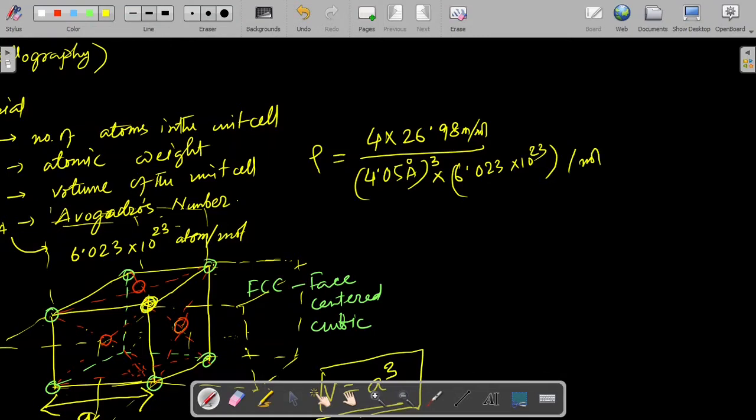Right? So ultimately you will have grams per mole. If you do the calculations, it should come out to be 2.6, how much was the result? 2.6997 grams per cubic centimeter, when you convert this angstrom into centimeter, and that's cubed, so cc. So that's your result for the first part.